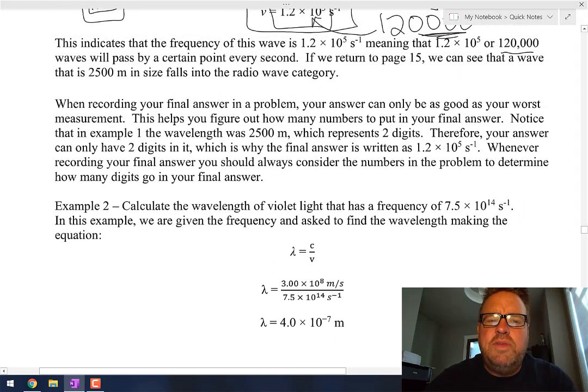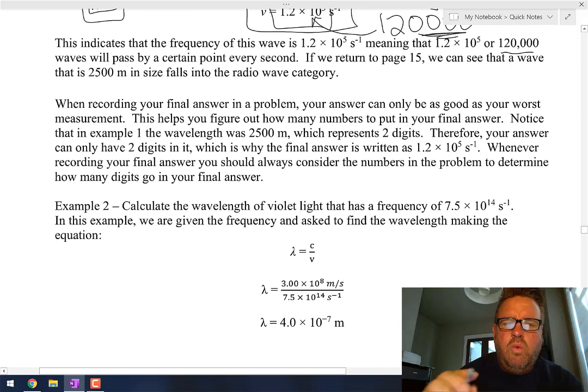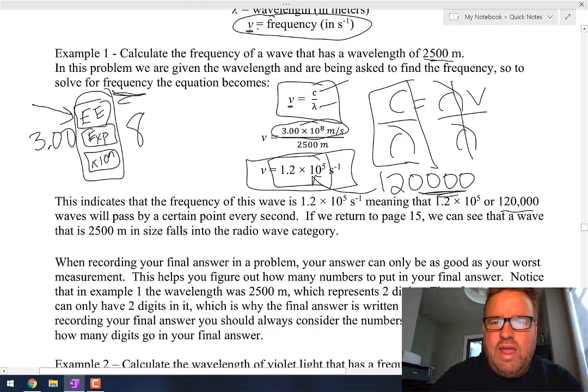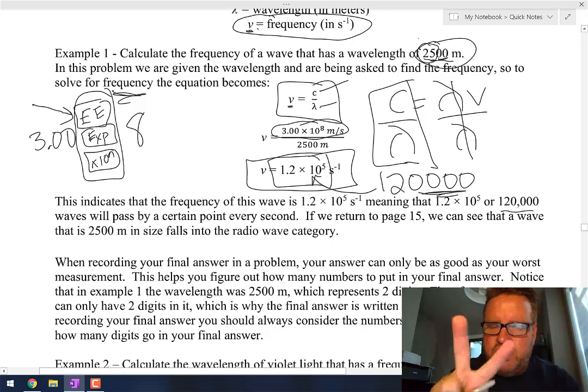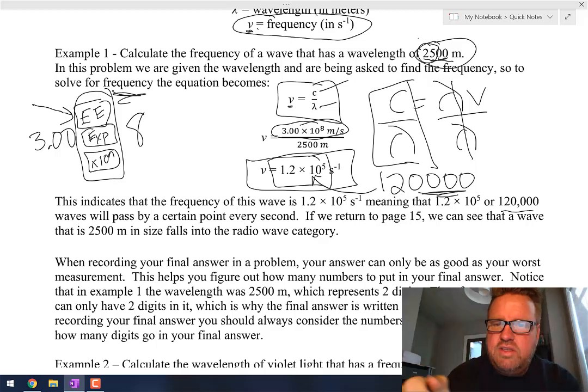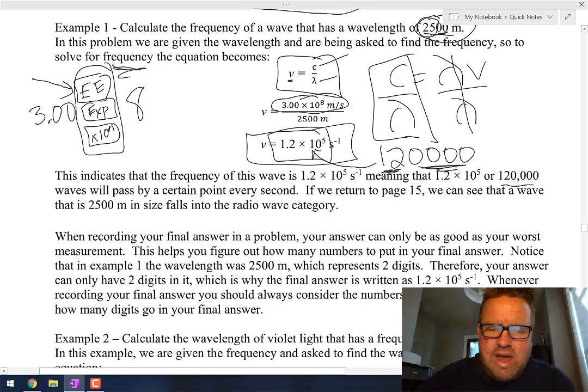Okay. Now, something to consider here as well is what do I need to put in my answer? Notice here that you've got 2,500. It's got some zeros at the end, but the 2 and the 5 are the ones that matter. So that means that if your number has 2 digits that are what we call significant, then your answer should also have 2 that are significant. And we'll talk about that in more detail, but that's not a big deal.